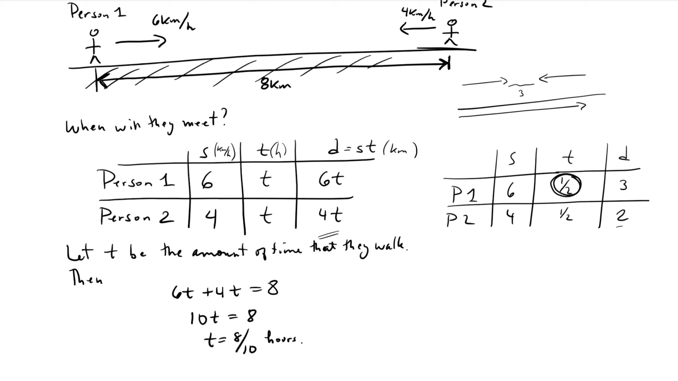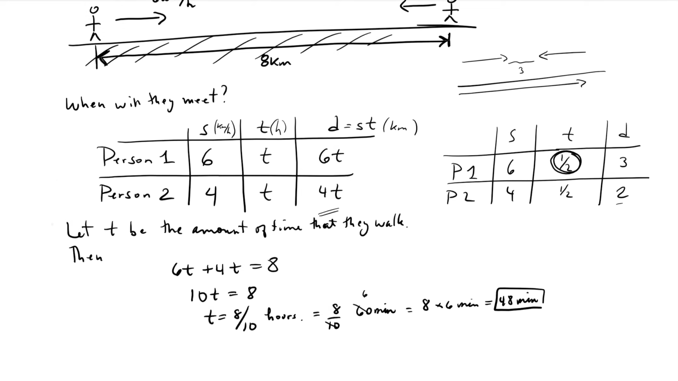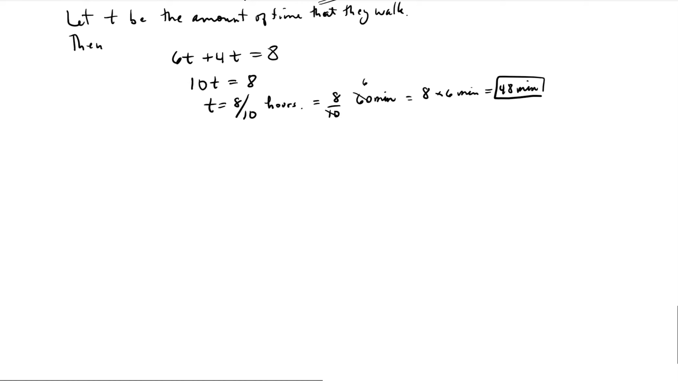It's 8/10 of 60 minutes, right? So how many minutes is that? Well, that's going to be 8 times 60 over 10, which simplifies to 6, right? It's 8 times 6 minutes, so that's 48 minutes. So you see, we knew it was between half an hour, 30 minutes, and 2 hours, 120 minutes. So the answer is actually 48 minutes. Let's take a look at another one.